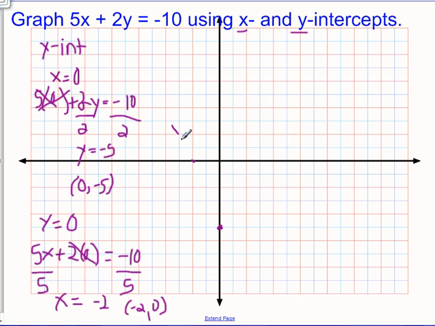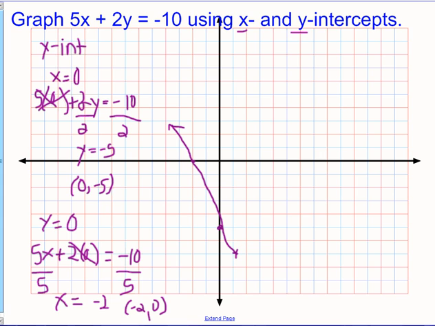Go over negative 2, 0. Draw a line between these 2 points. Not a very good line on my end. Arrows on both ends, and there you go. You have your linear equation. All right.